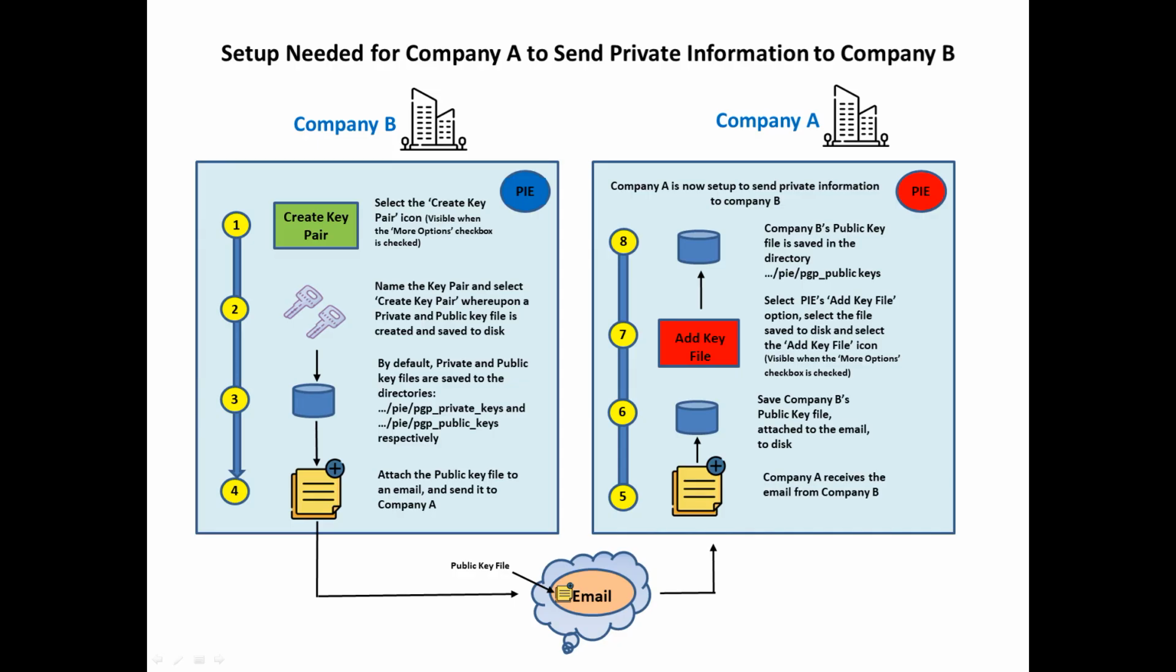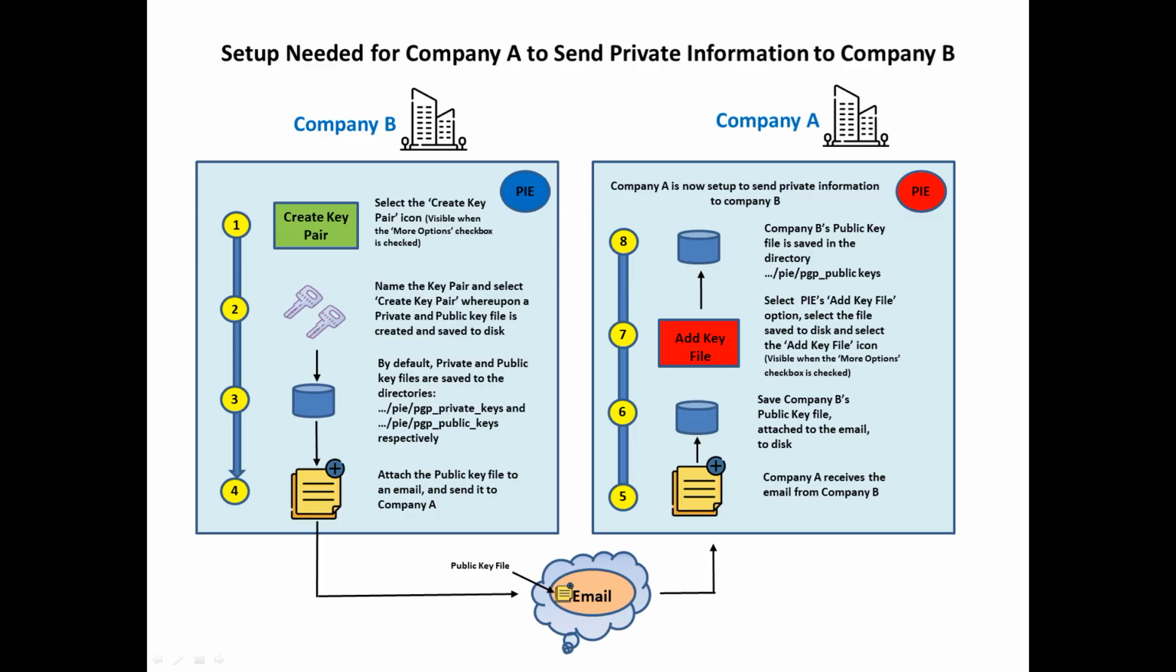Once the public key file has been added, it will be available as one of the public keys in the public key file drop-down list, on the Encrypt file dialog. The process of adding a public key file to Pi, as just described, need only be done once, for each third party that you wish to communicate private information with. In this example, Company A wanted to communicate privately with Company B, and, as such, needed to ingest Company B's public key into its copy of Pi.